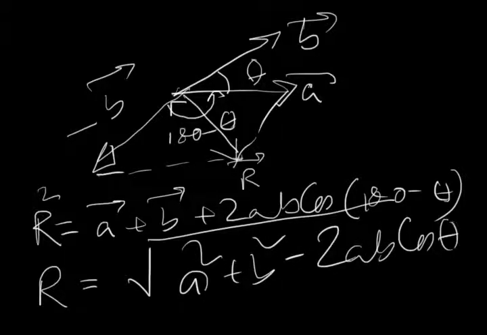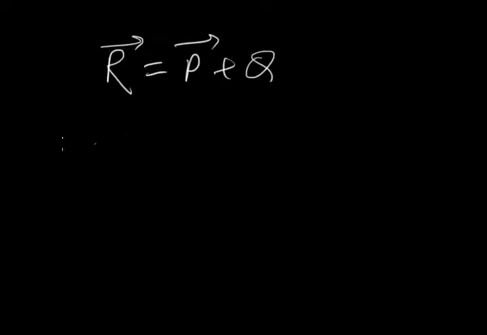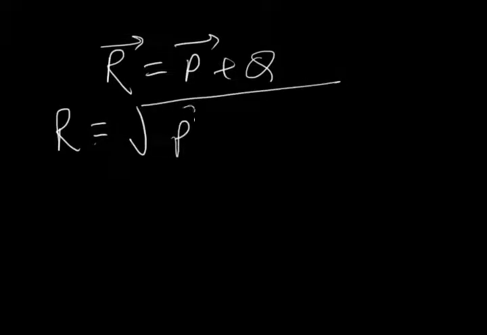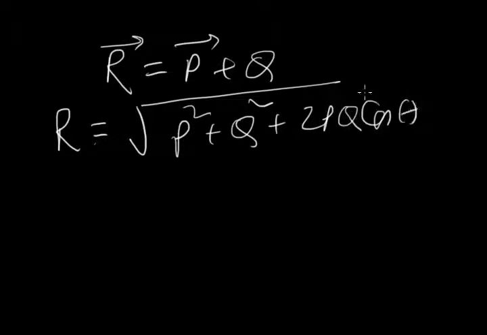Friends, you have to remember one thing in the case of vector addition. When I ask what is R of P plus Q, it means I am putting the value of R as root over of P square plus Q square plus 2PQ cos theta. You should know that the symbol R of P plus Q mathematically means this value of R.